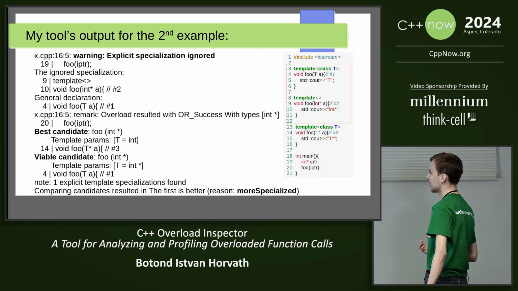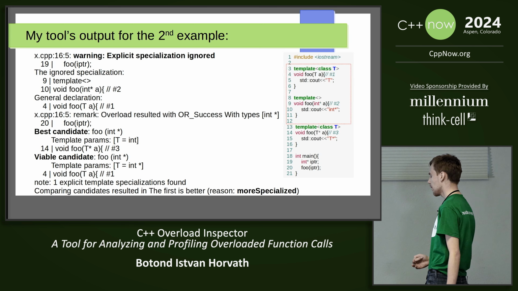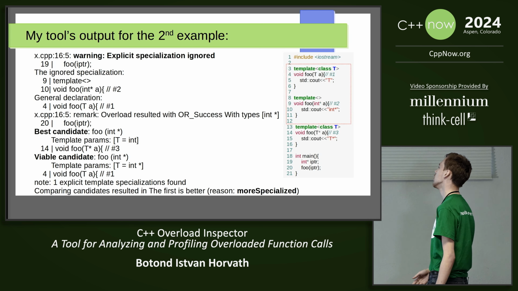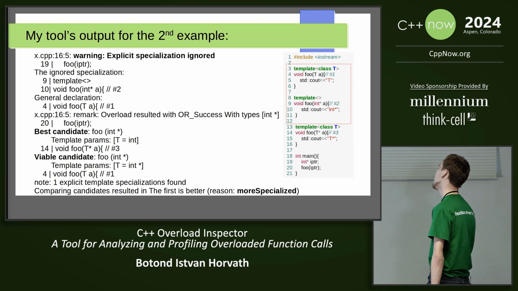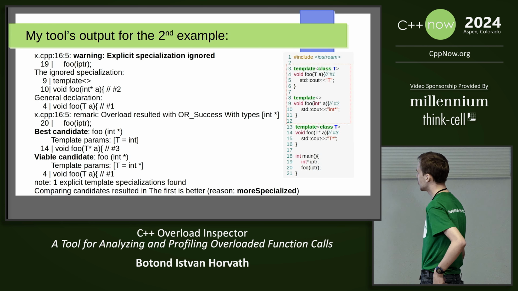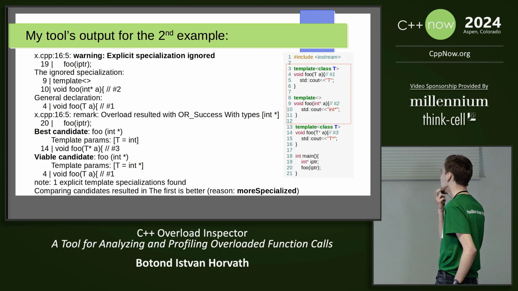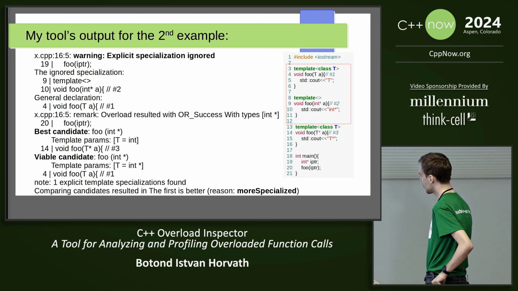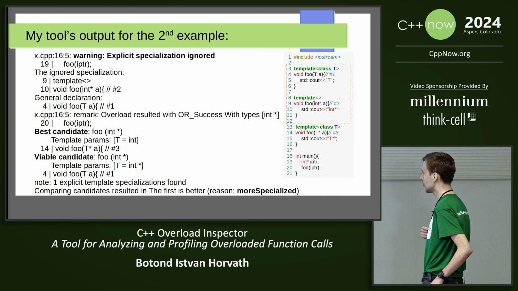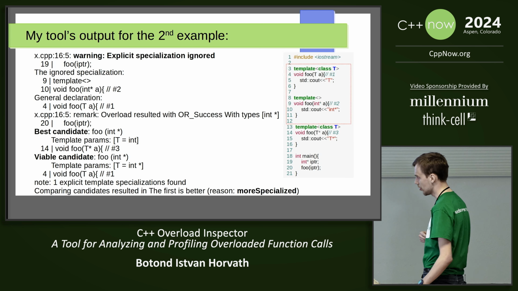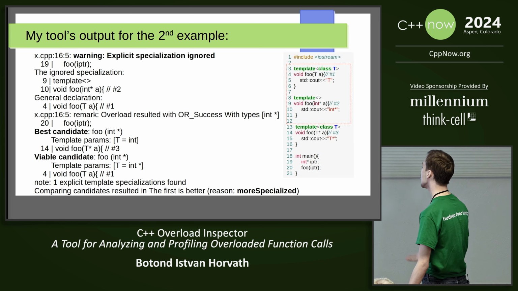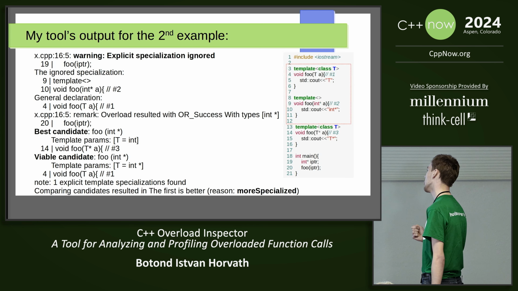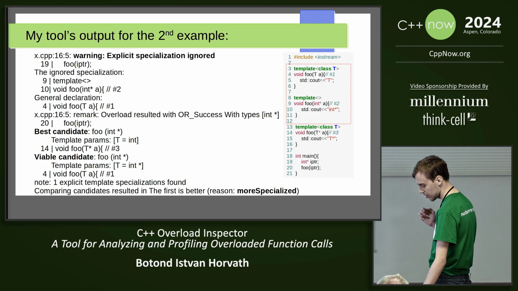Now, I want to note that in neither of these examples did Clang or any other compilers give warnings. Well, here they do that, I use the pointer uninitialized, but that has nothing to do with which function we will call. But my tool for these cases explicitly gives a warning that we ignore the specialization which would have been chosen. And it also explains why the last one was better.